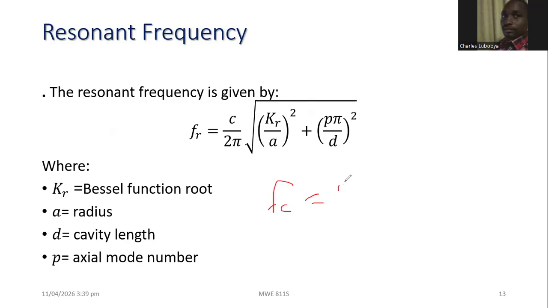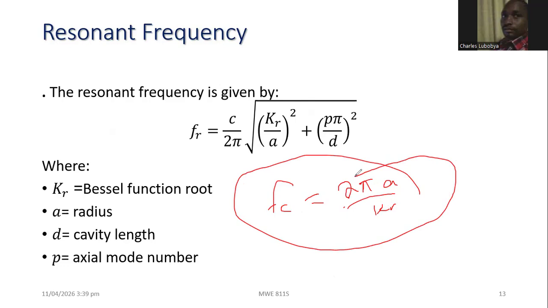Yes, this was, I think, calculated by 2 pi A divided by KR. Okay, so that's the cutoff frequency equation. Again, this was covered under circular waveguide.